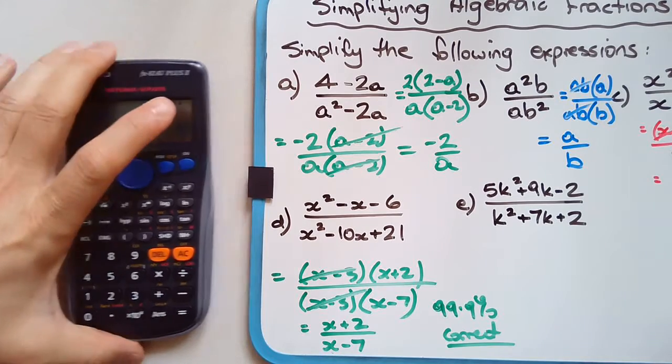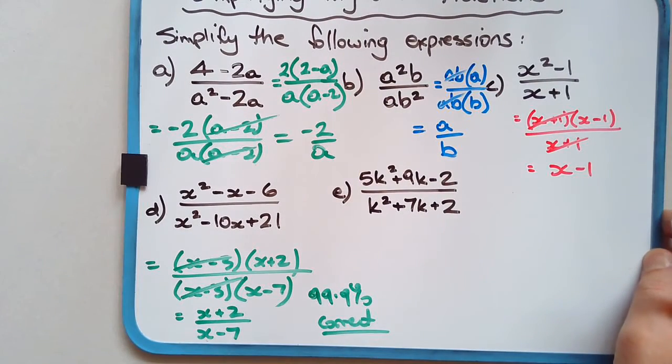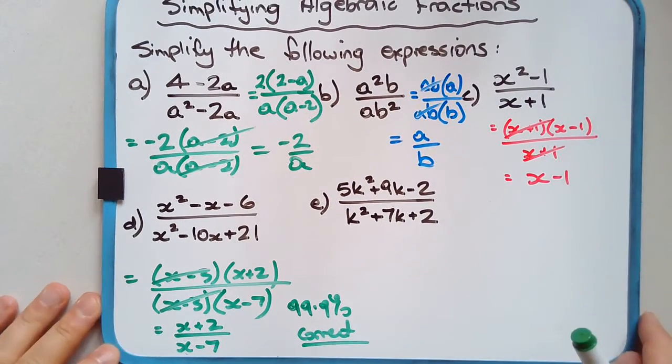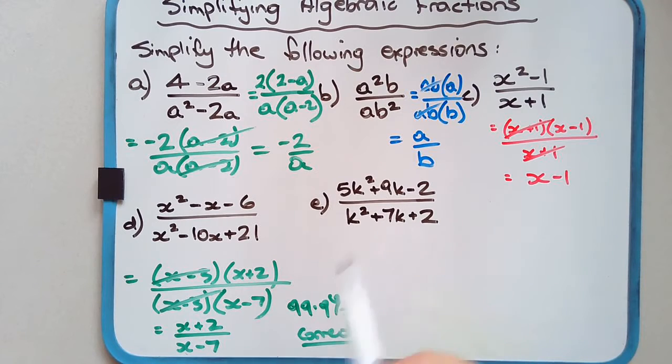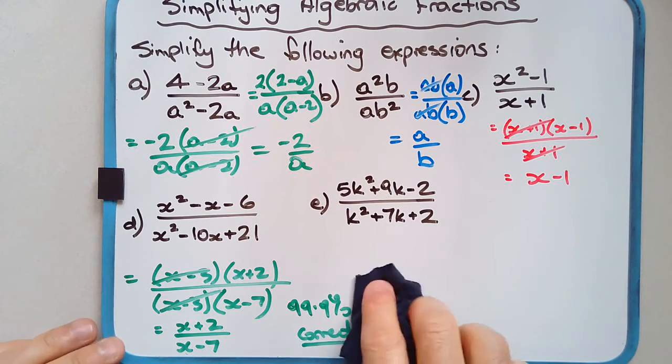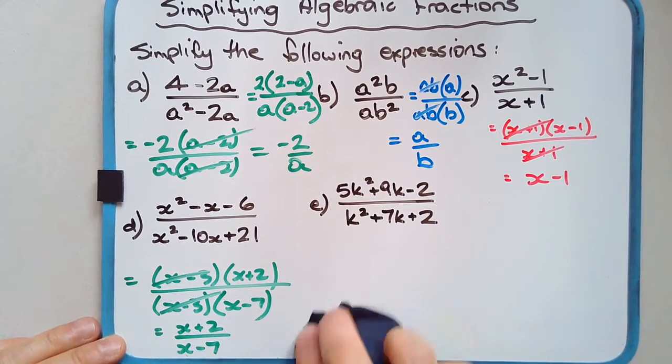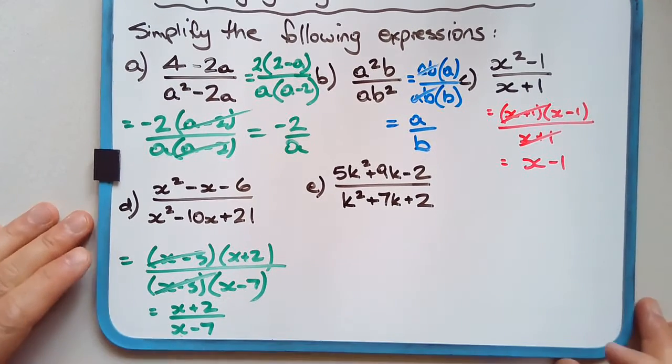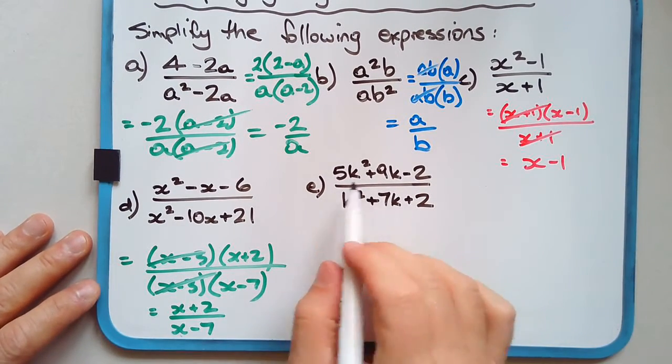Let's have a look at part E now. Part E involves a non-monic quadratic divided by a monic quadratic. So we can factorize this, again, the usual kind of way. I'll just need a little bit of space there, so I might just erase that. Let's factorize the numerator.